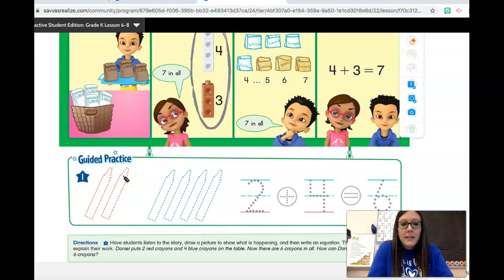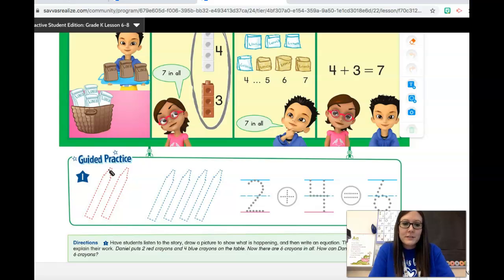All right, let's listen to this story. And then we're going to draw a picture to show what's happening. And then we're going to write an equation that matches the picture. Okay? Then we're going to talk about our equations and talk about our work. Listen to my story. Daniel puts 2 red crayons and 4 blue crayons on the table. And now there are 6 in all. How can Daniel tell that there are 6 crayons?